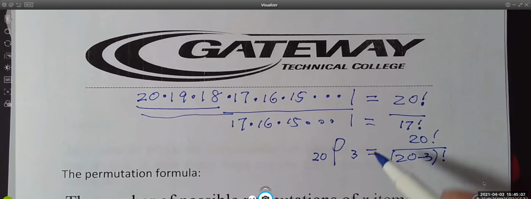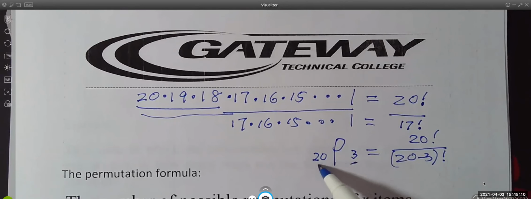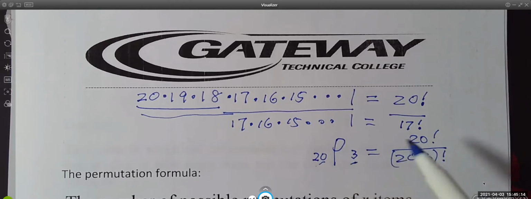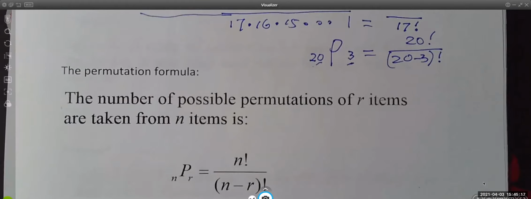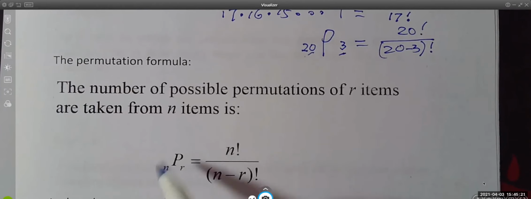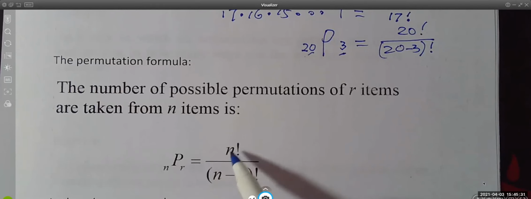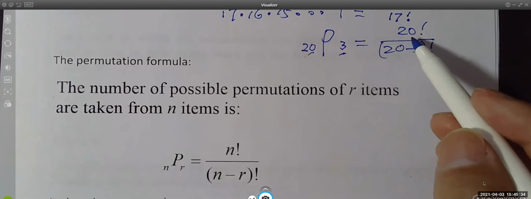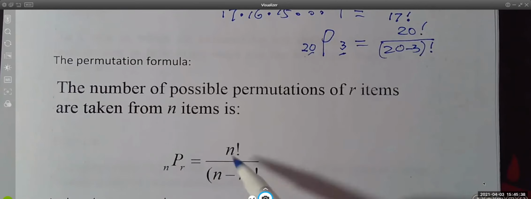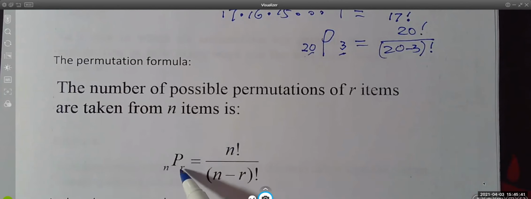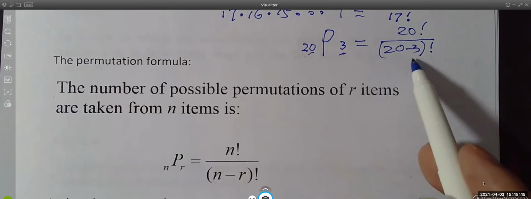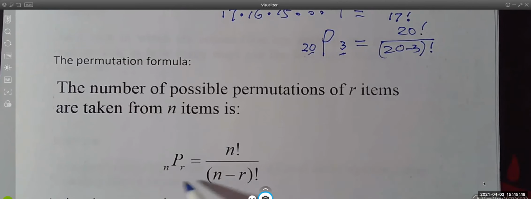Now we generalize. This is the number we need to select. This is the number we select from. And this is a permutation. When we generalize that, we get something like this. So n represents the total number of items. r represents the number of items we want to select. And this calculation equals n factorial, the total number factorial. This is like 20 here. And n minus r, just the total number of items minus the number of items you want to select. Same thing here, and factorial. This is just a general formula to calculate how many different ways to select r items out of n items.